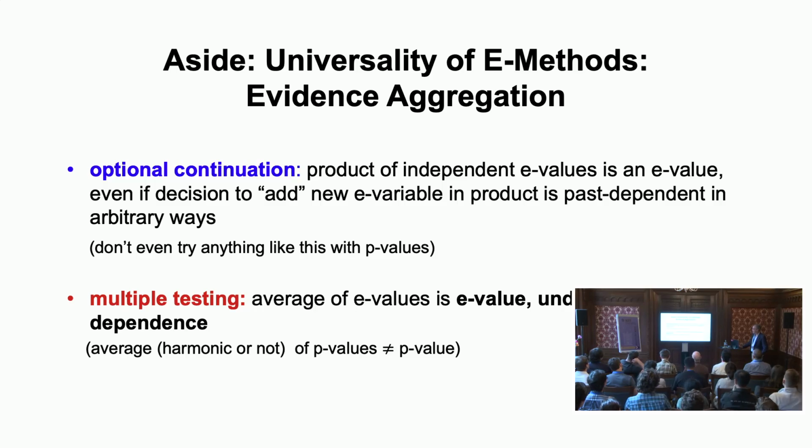And here's a little bit about what the underlying reason is. Why does it work like that? It's something I already said. In multiple testing, what's important is that if you average e-values, you get an e-value, because if two things have expectation bounded by 1, you average them, it still has expectation bounded by 1, even with arbitrary dependence. That's what makes them work for multiple testing. And for optional continuation, it's the fact that you can multiply them. So it's really multiplication and addition. Both are problematic with p-values.